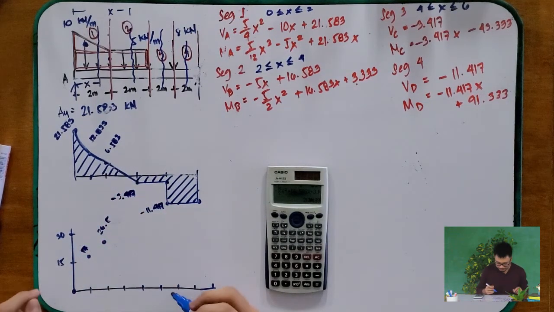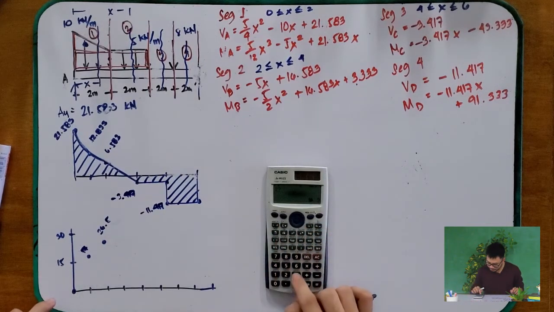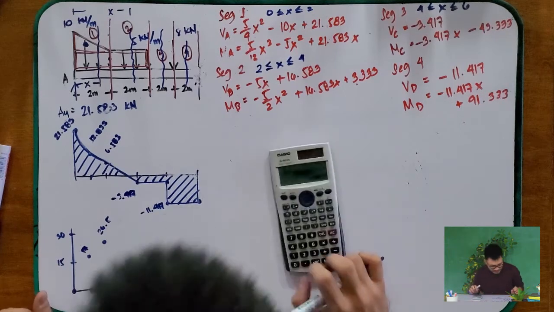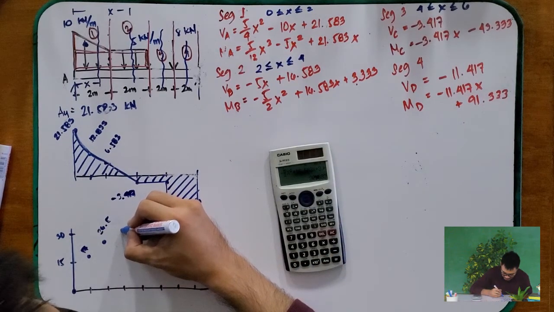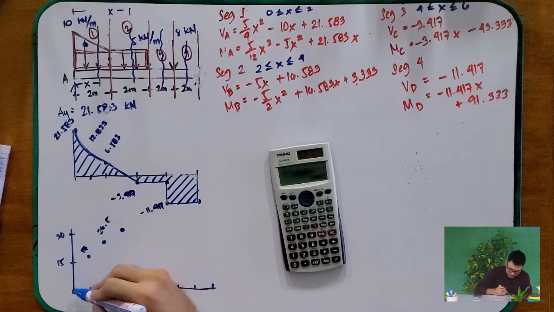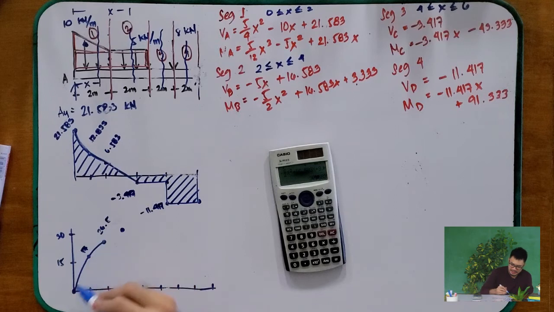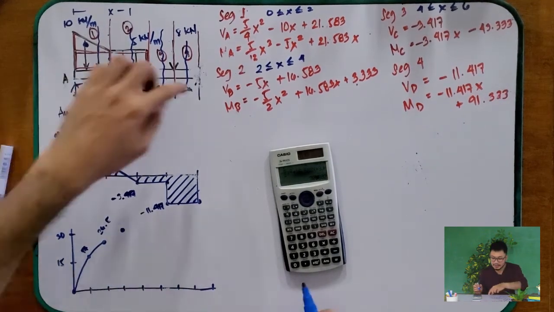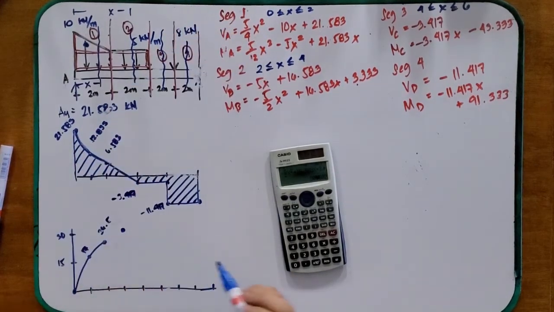26.5. So sakto. How about if x is equal to 3? 30.582. So ano siya diri? 30.582. So ganing nahitabo. Kani siya cubic ni siya nga curve. Kaya as you can see, ang kani nga equation cube. So cubic na iyang curve.